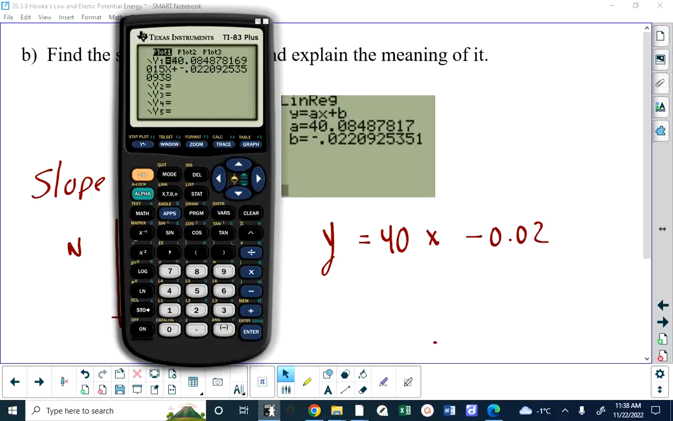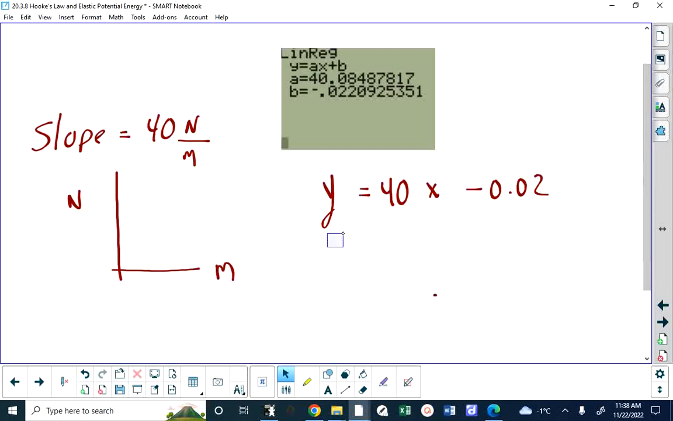Since if I were to graph that equation, it goes through the data and it's a straight line through the origin, we already know that the equation is force equals the spring constant times x. 40 newtons per meter is the spring constant. It's what you multiply x by to get the force. Excuse me for a second.